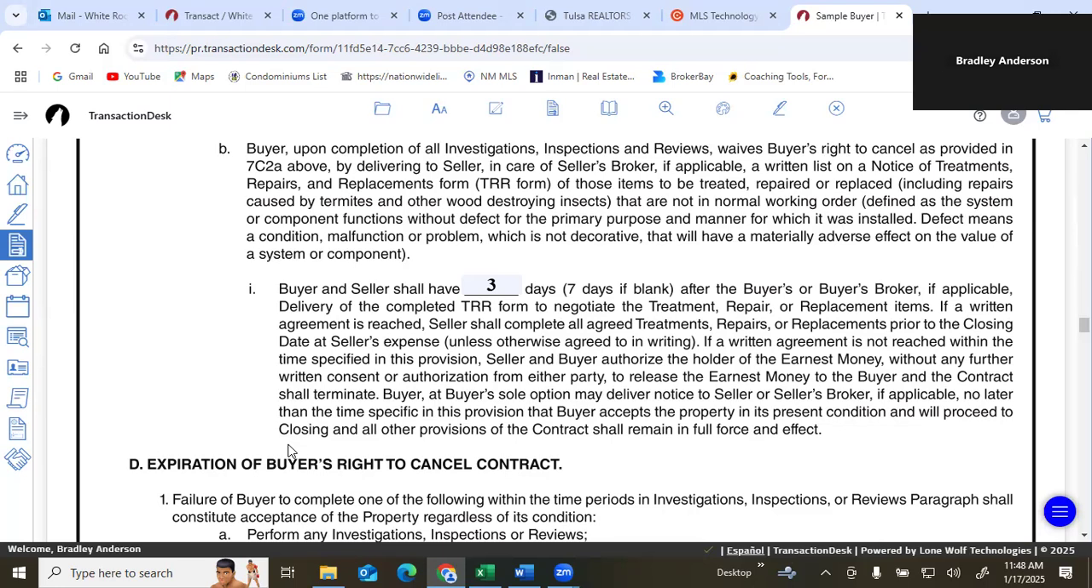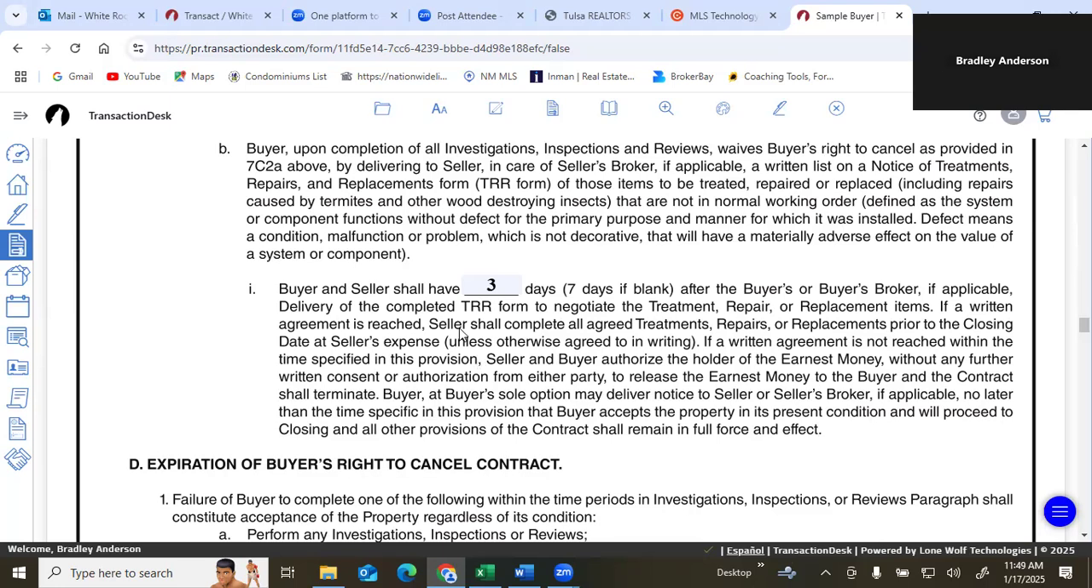Okay, buyer at buyer's sole option may deliver notice to seller or seller's broker no later than the time specified in this provision. The buyer accepts the property in its present condition and will proceed to closing, and all other provisions in the contract will remain in full force and effect. So even though y'all haven't come to an agreement, the buyer can still move on with the contract.